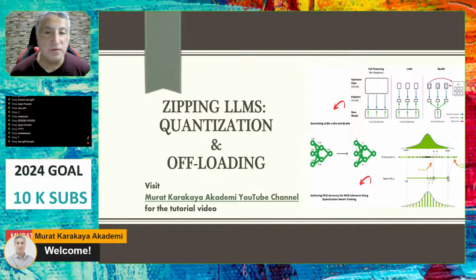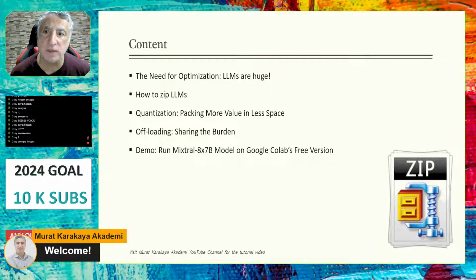Hello everyone. In this tutorial, we are going to talk about how to zip large language models by using two different methods, quantization and offloading. I will provide the content as seen on the agenda. We will first talk about why we need these optimization techniques. Basically, large language models are huge, and we will cover how to zip them. We are going to cover two important methods: quantization and offloading.